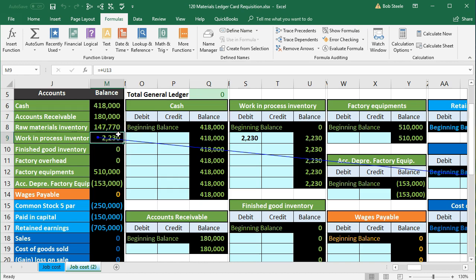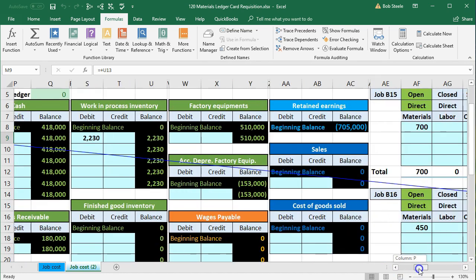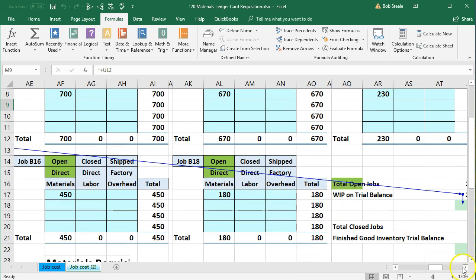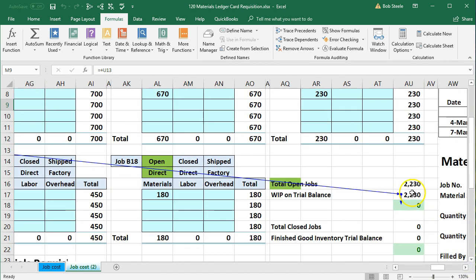The GL tells us by date what happened, but we also need it by job because we need to track this information by job. That's what these job cost sheets are doing. So we're going to track over here each thing by job. The job cost sheets, if we add them together, have to match what is in the work in process.